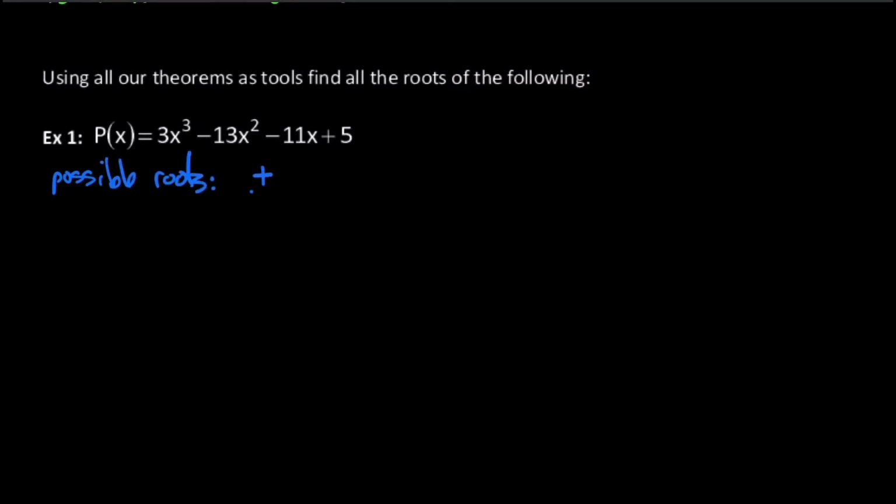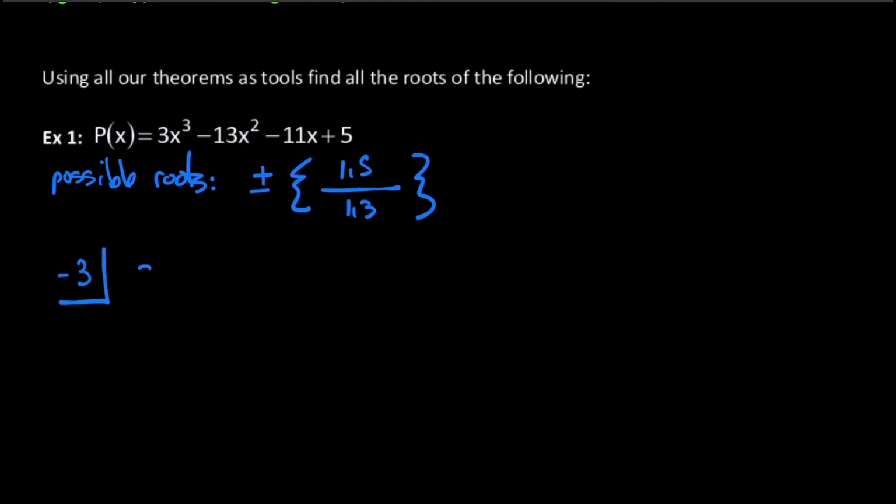Possible roots, plus or minus all the factors of our constant term, so 1 and 5, divided by all the factors of our leading coefficient, 3. So what can I try? Well, I know it's not going to be 1, so I'm not going to try a positive one, but it could be negative 1. It could be positive or negative 5. And it could be positive or negative 1/3. And it could be positive or negative 5/3. Let's guess negative 3.